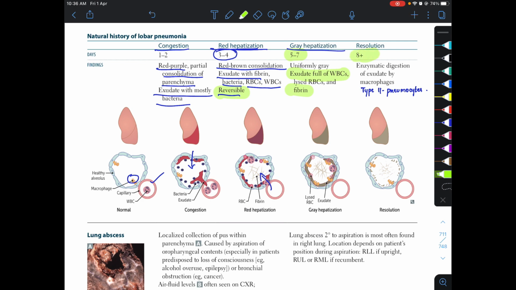This occurs around 8 days, after a week, and here there is enzymatic digestion of exudate by macrophages. As we know, after infection there will be resolution by scarring or other types of enzymatic digestion. Here type 2 pneumocytes are important for the formation of normal lung because these are the stem cells which lead to formation of normal alveoli. Hence, the congestion stage occurs in 24 hours, the red hepatization stage within 3 to 4 days, grey hepatization in 5 to 7 days, and around the 8th day there will be resolution.